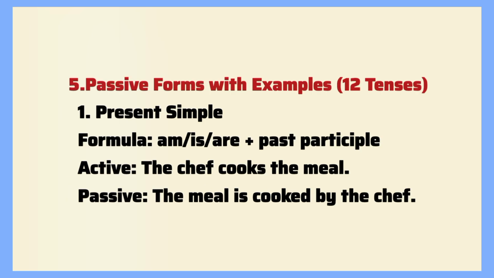5. Passive forms with examples, 12 tenses. 1. Present simple. Formula: am, is, are plus past participle. Active: the chef cooks the meal. Passive: the meal is cooked by the chef.